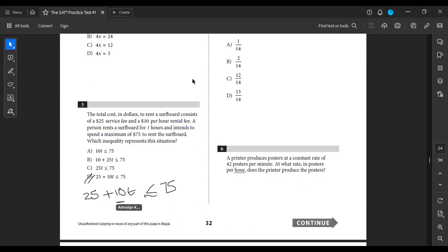So we have $10 for every hour. For example, there's a service fee of 25. So go ahead.